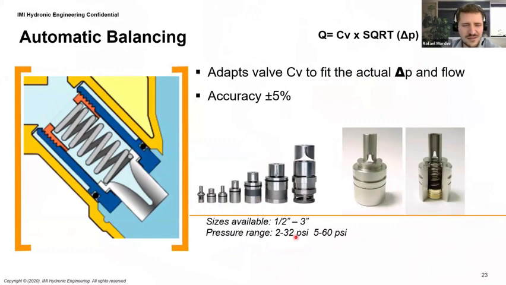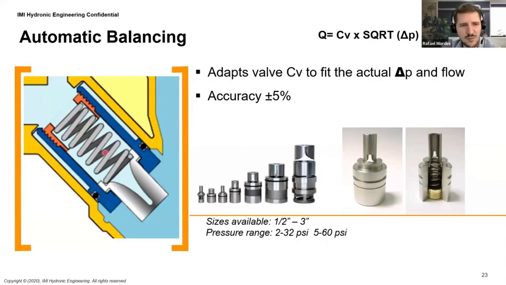you have some pressure ranges in which this cartridge can work. The most popular in our market are two ranges: the low range that's from 2 to 32 psi, and the other one that's from 5 to 60 psi. And they give us a good accuracy on flow rates, around 5%, which is pretty good.